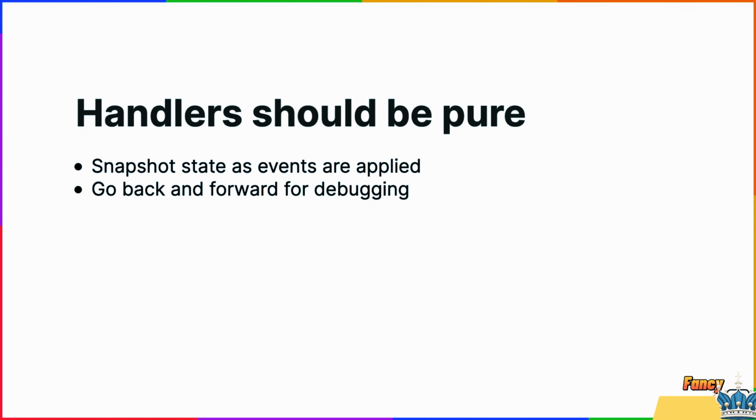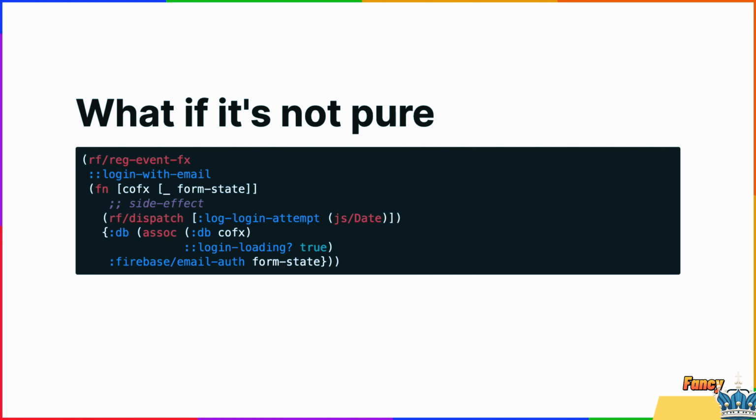It is important for these handlers to be pure because that lets us snapshot the state of the app and go back and forward in time. It also makes testing way easier. Suppose this handler was impure. For example, we dispatched another event to maintain the number of times a user tried to log in. The code above will work but will cause issues in the re-frame mental model.